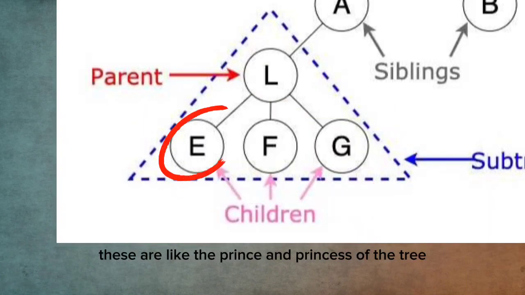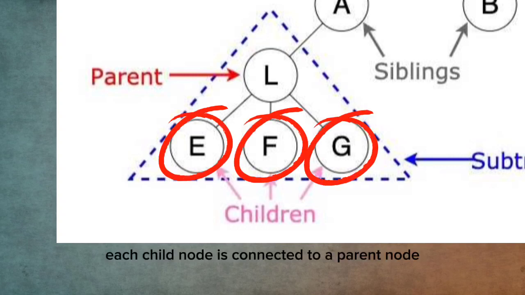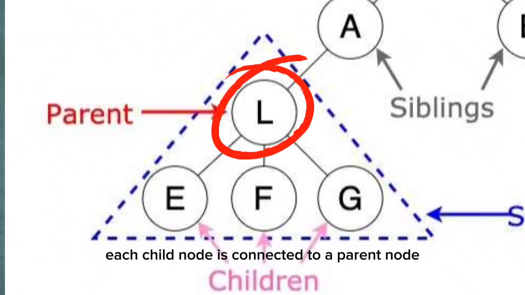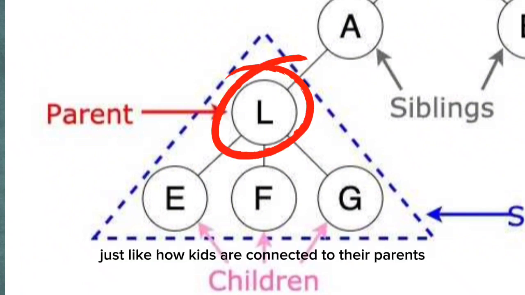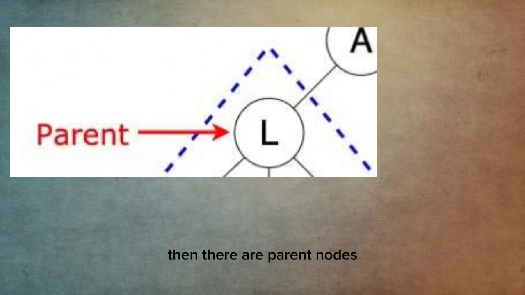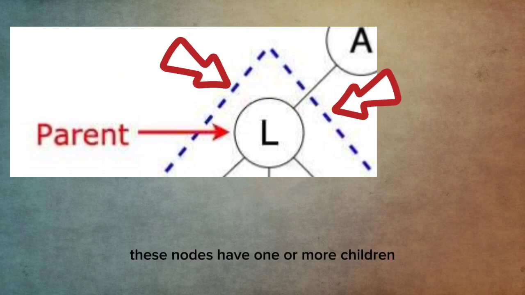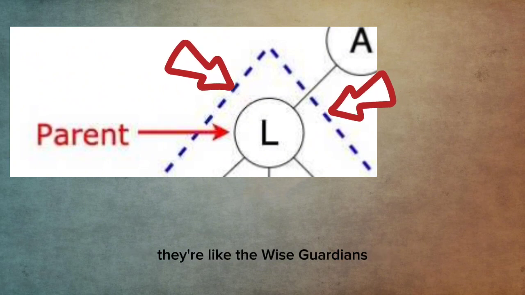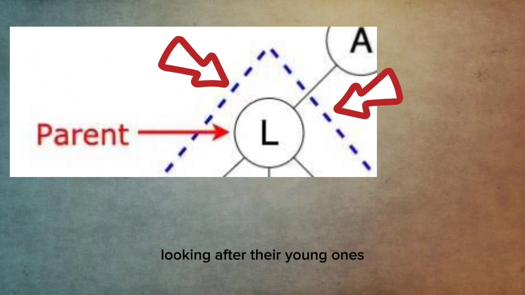Next, we have child nodes. These are like the prince and princess of the tree. Each child node is connected to a parent node, just like how kids are connected to their parents. Then, there are parent nodes. These nodes have one or more children. They are like the wise guardian, looking after their young ones.